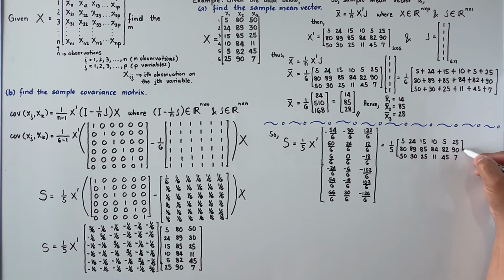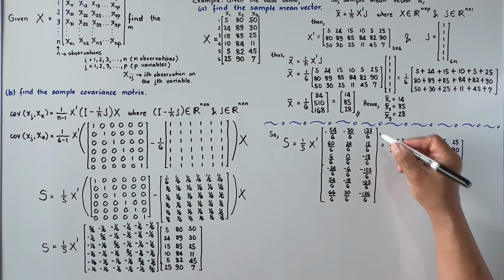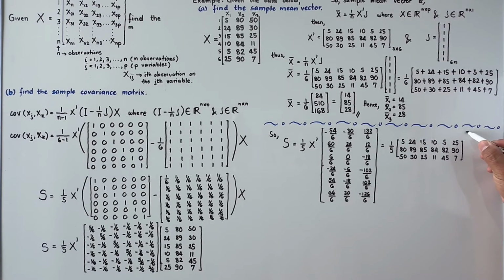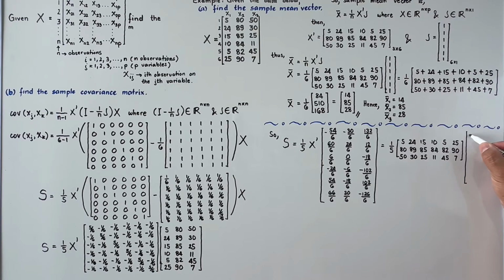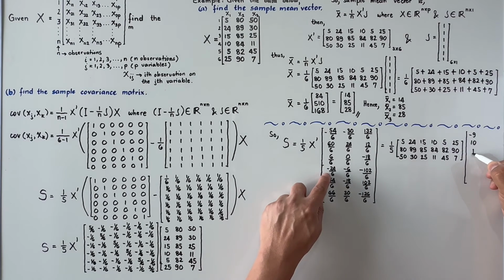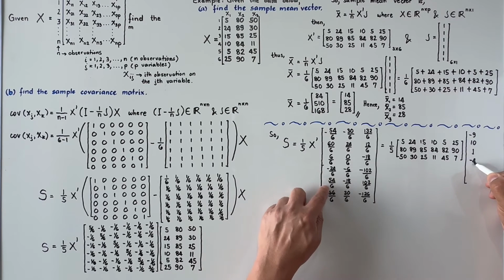And this is multiplied by this matrix here. And this matrix, if we want to simplify, negative 54 over 6 is negative 9. 60 over 6 is 10. And 6 over 6, which is this one, is 1. And then negative 24 over 6, which is negative 4. And negative 54 over 6, which is negative 9.